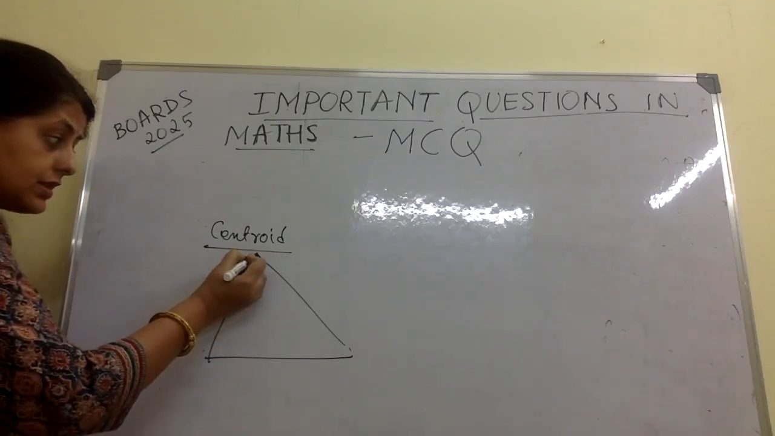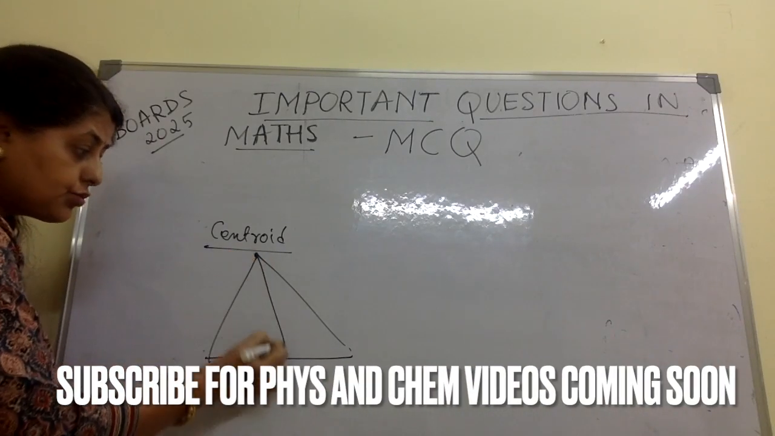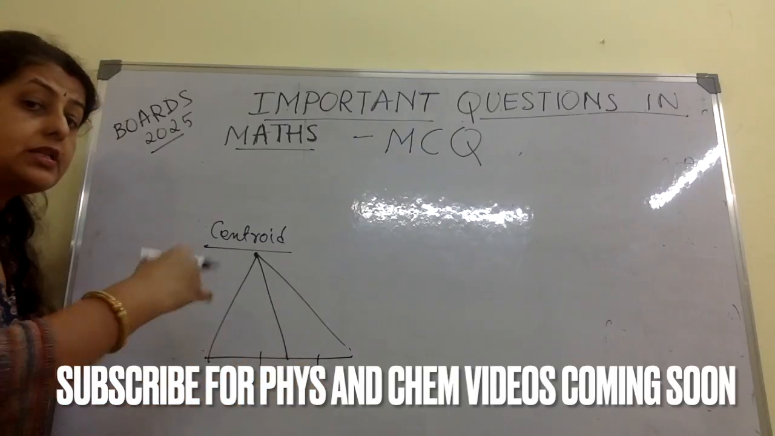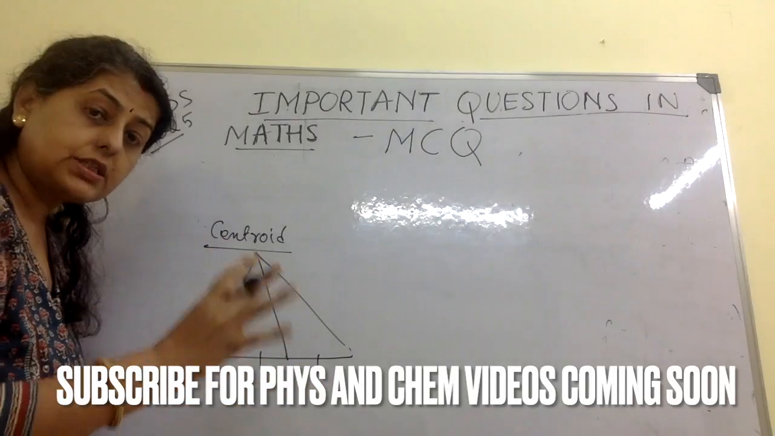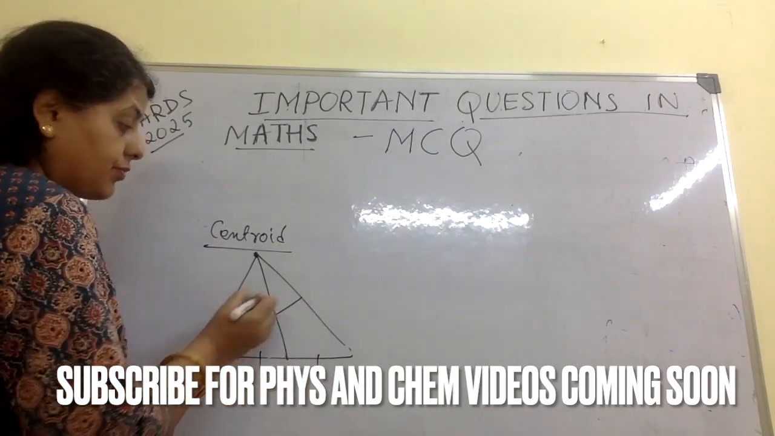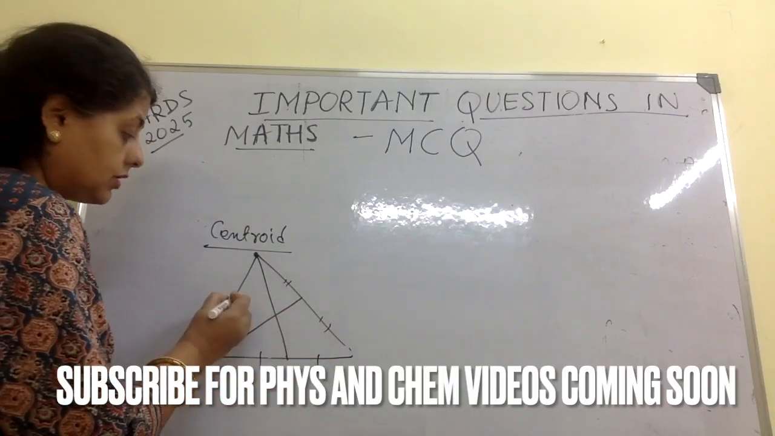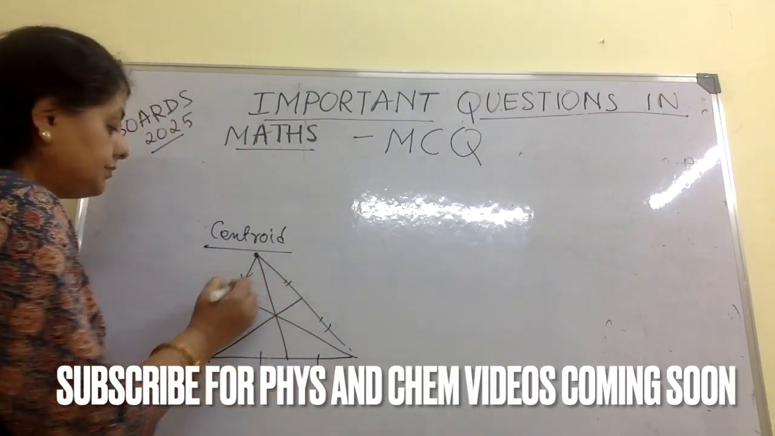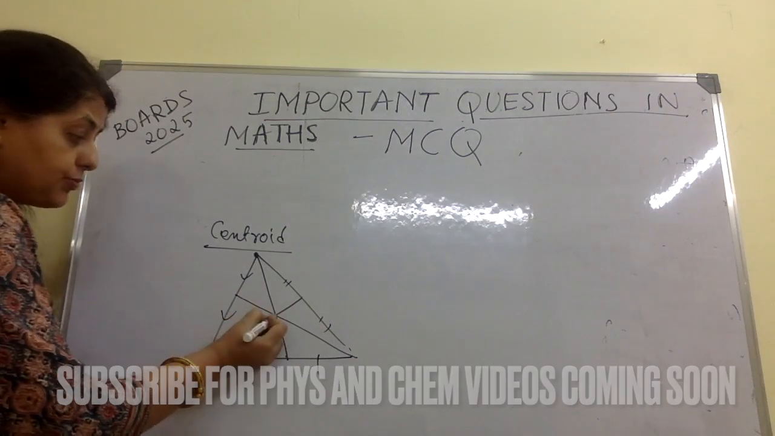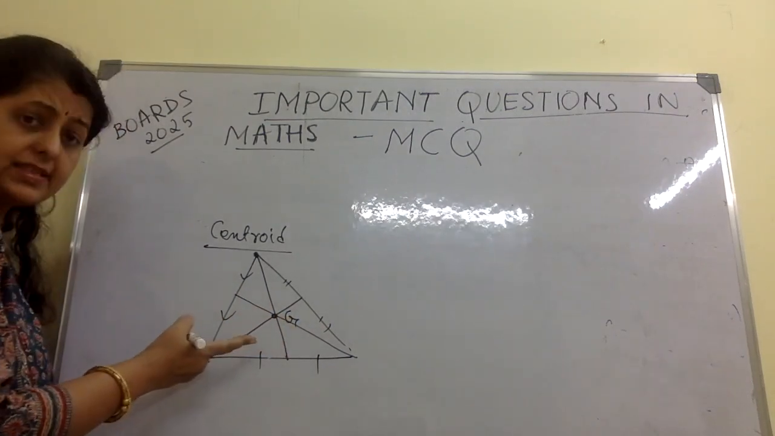Now, centroid is from one vertex to the opposite side midpoint. It does not have to be perpendicular. It is just the midpoint. It does not have to be perpendicular, and here, this point is the centroid.